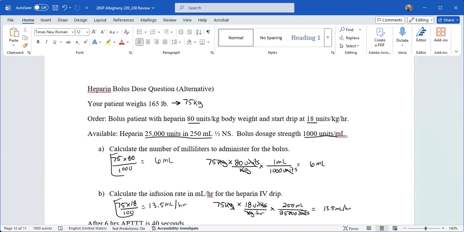Dr. Rad, quick question. In addition to the IV heparin bolus question, is everything else from 110 and 130 still the same? For the most part, yeah. You're going to have the same types of questions where you're doing your metric to metric and your household to metric conversions, converting pounds to kilograms, doing your oral and your parenteral medication calculations. So a lot of that stuff is repeated. If you can go through the practice set and answer those questions without issue, then you should be good to go for the test.